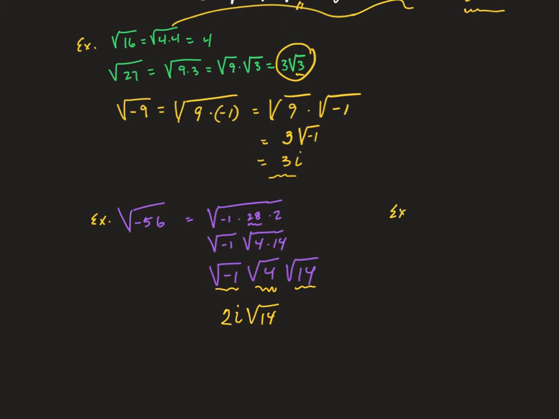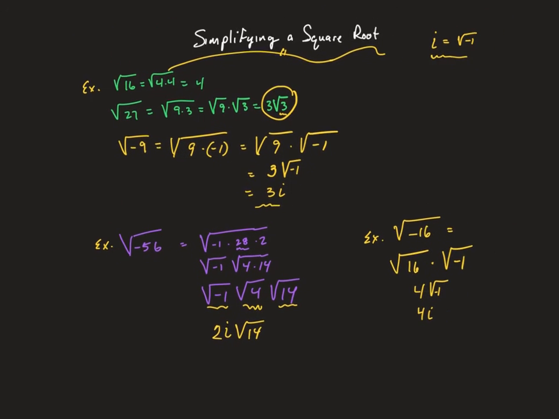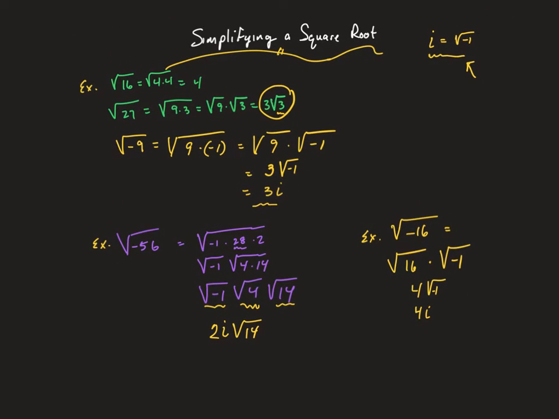And again, the square root of negative 16 is going to be the square root of 16 times the square root of negative 1. And then we know that the square root of 16 is going to be a 4, and the square root of negative 1, we said, is i, because i is equal to the square root of negative 1. So there we go. There we're simplifying square roots.